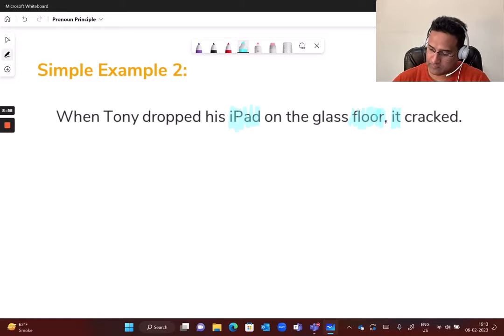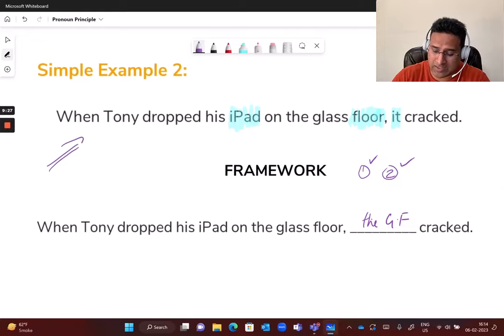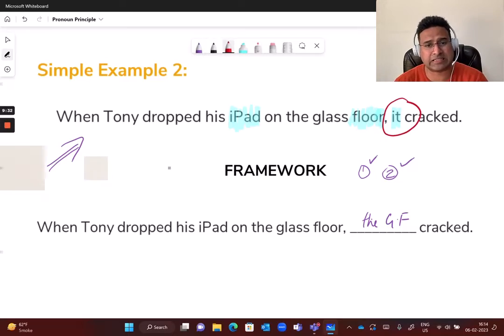Let's apply the framework, shall we? When Tony dropped his iPad on the glass floor, the iPad cracked. Does it make sense? Sure it does. So we know there is one possible logical idea. Case 2. When Tony dropped his iPad on the glass floor, the glass floor cracked. That makes equally good sense. As you can see, there are 2 possible intended meanings of this one sentence. This means this sentence is incorrect because the pronoun it is definitely ambiguous.